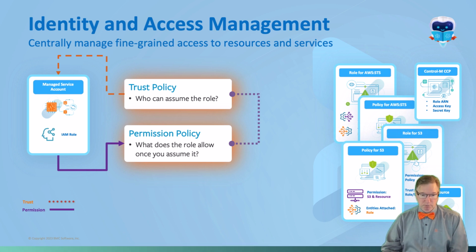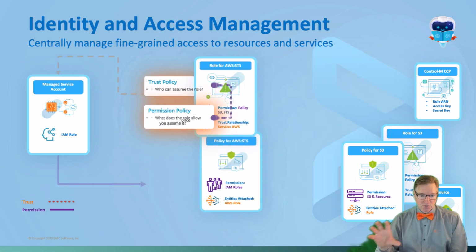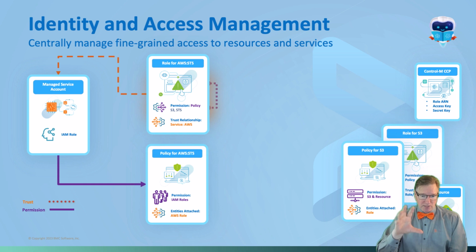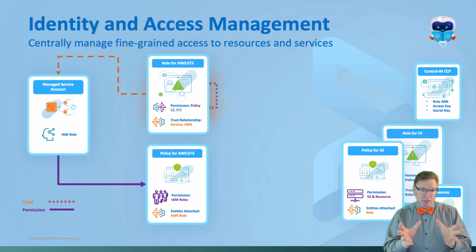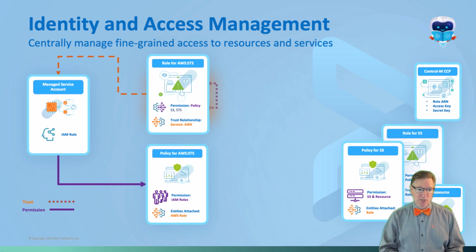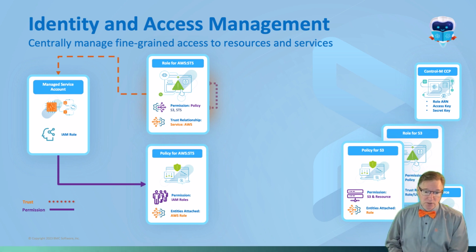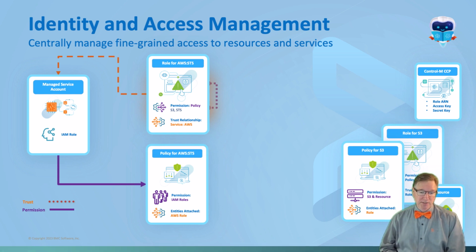So if we were to summarize this for the IAM role that we need to create, our managed service account needs to, of course, have access to the AWS Security Token Service so that we can create access to these resources. So we have a role identified that is going to be utilized for that user.